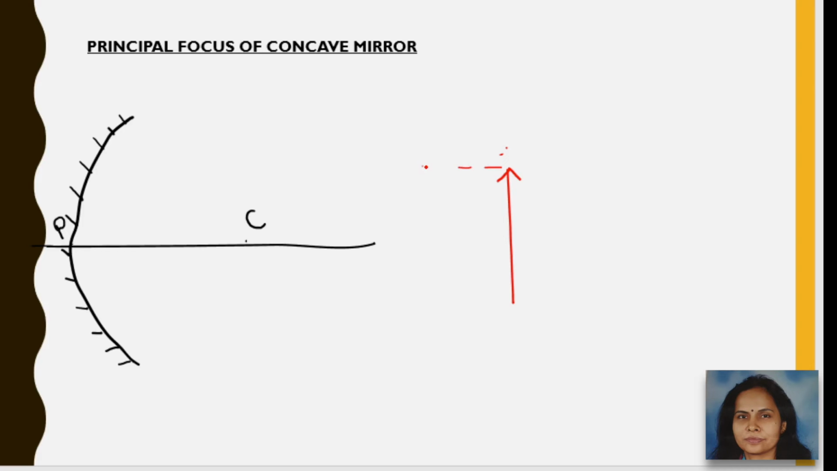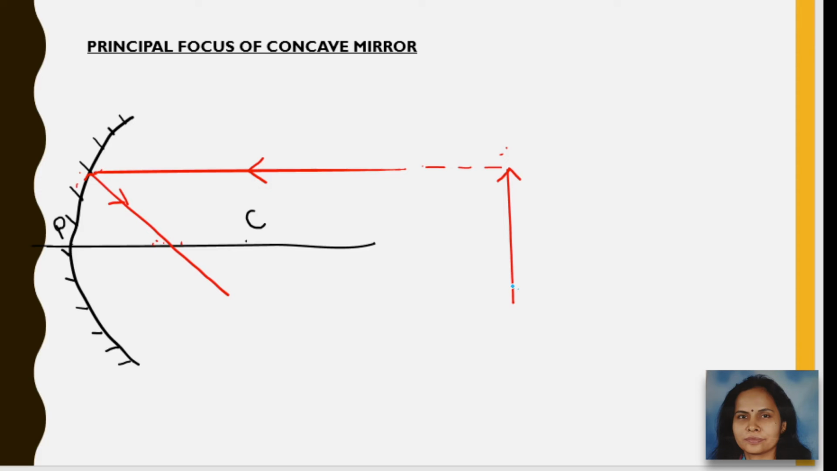If I draw it as a solid line, then it will show that the distance between the object and the mirror is finite. But we want to show that the object is placed at infinity. So we are starting the incident rays with a dotted line, right? So this is the incident ray, and we need to put the arrow on this to show that the rays are coming towards the mirror. After striking the mirror, the ray will pass through a point which is on the principal axis.